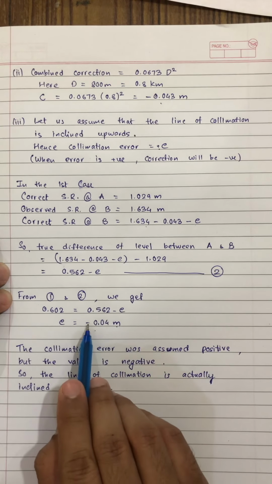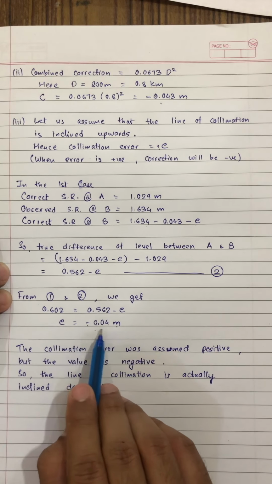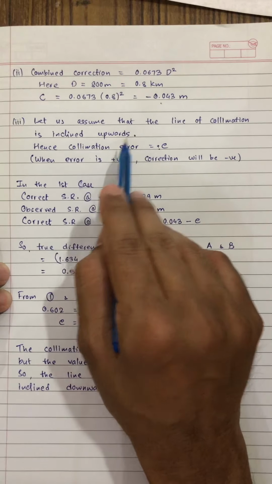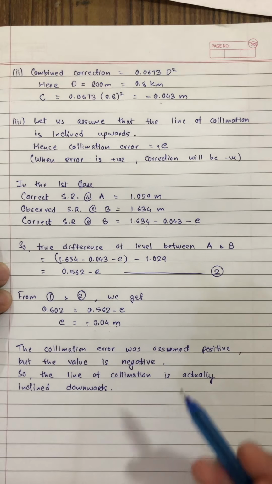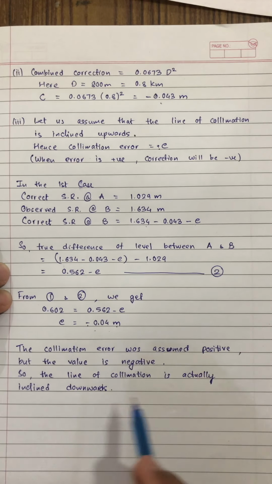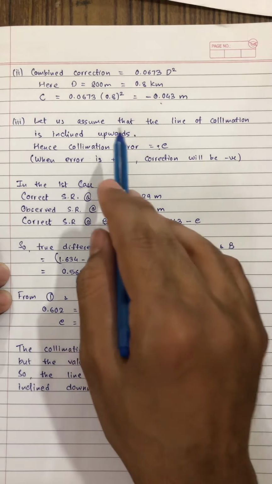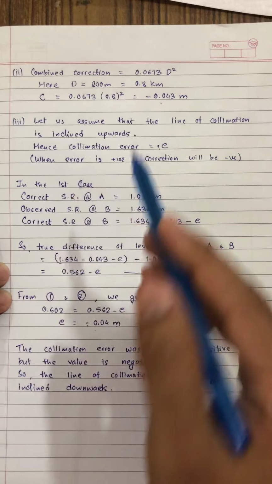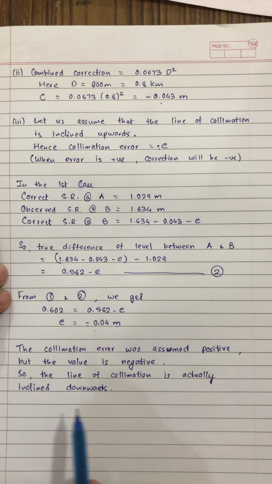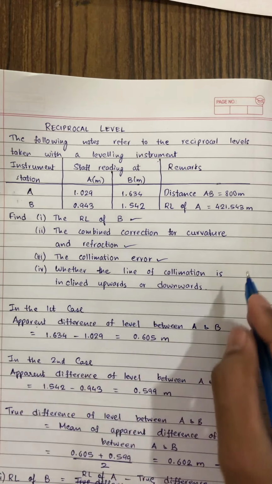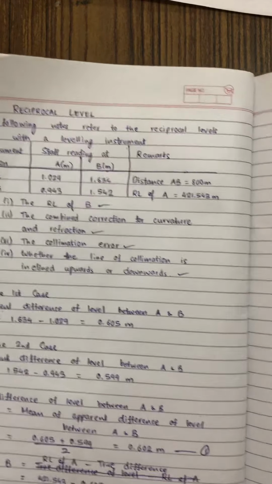If this value had been plus 0.04 meter and you had assumed the line of collimation inclined upwards, then your assumption was correct and the line of collimation would actually be inclined upwards. But as this value is negative, the line of collimation is actually inclined downwards. So you have answered the fourth part, whether the line of collimation is inclined upwards or downwards.